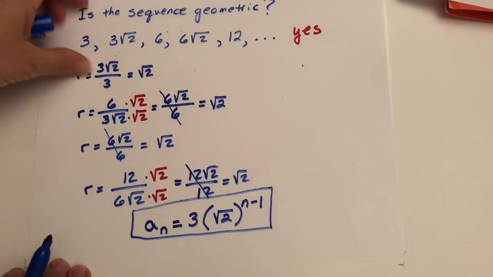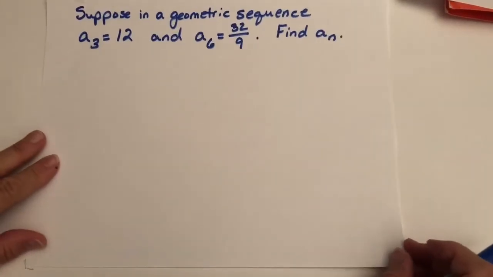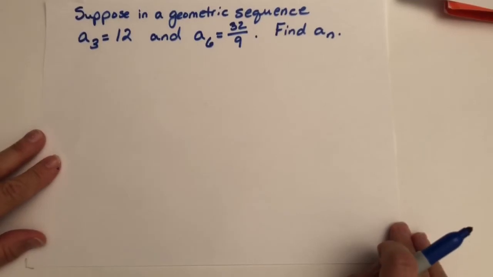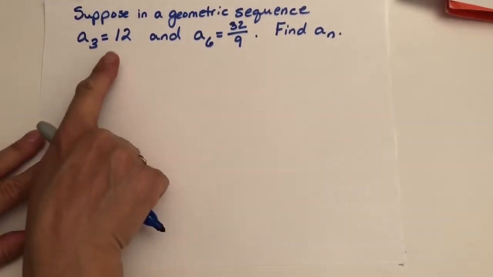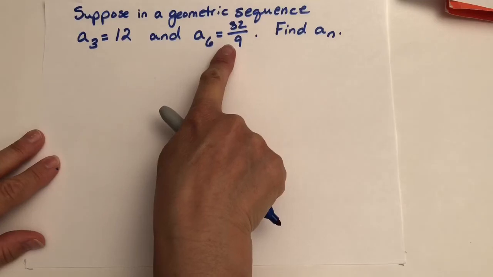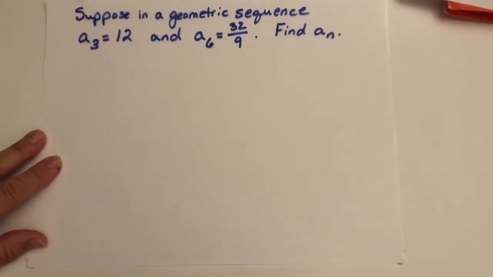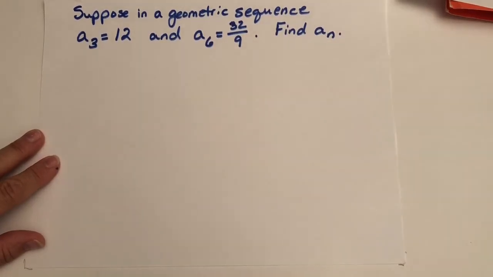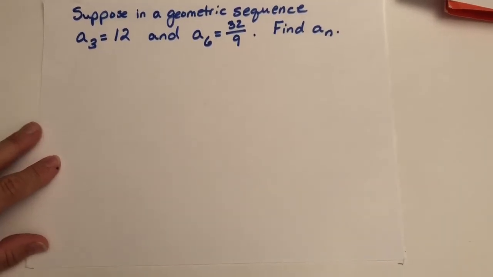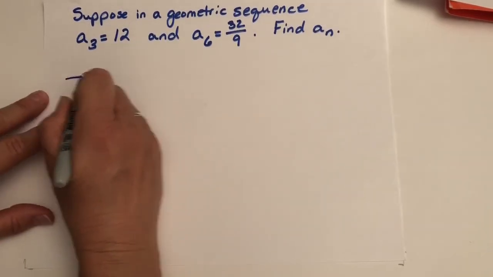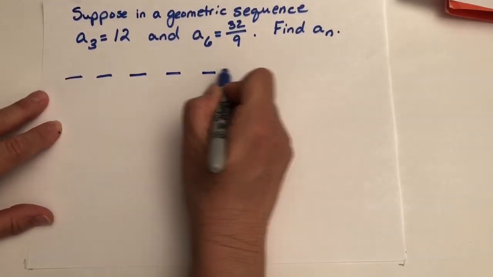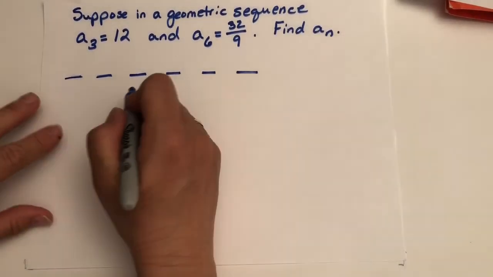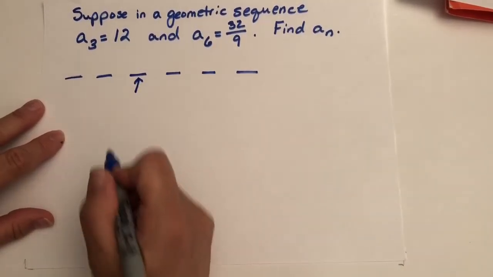Let's do one more problem. And it's a little bit different. Suppose we have a geometric sequence and we know the 3rd term is 12, the 6th term is 32/9, and our task is to find a formula that represents any term of the sequence. So remember, this is what we know. Here's my sequence. This 3rd term right here is 12.